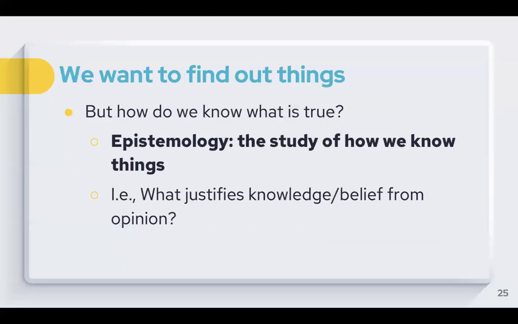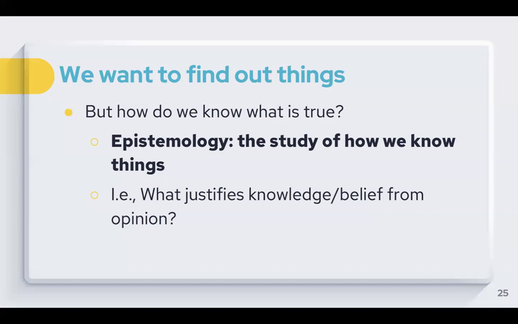But we do want to find out things. We want to know what's true. And so we're going to go back to this idea of empiricism. How do we know something is true? How do we know that it's a thing? Because that's what we're doing in science: we're trying to get information, which again, remember, is describe, predict, understand, control. Epistemology is the study of how we know things, pretty much.